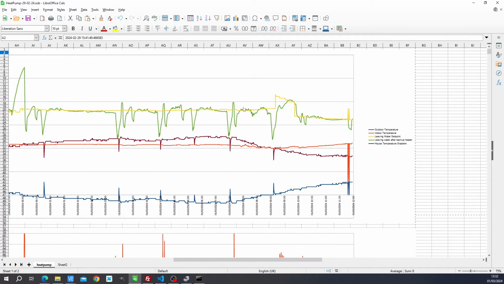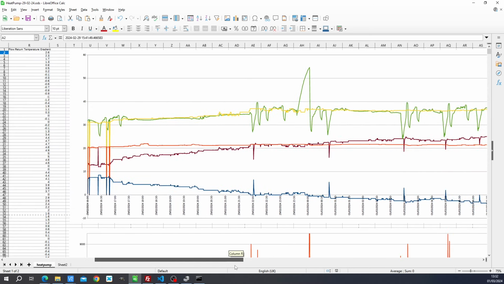This yellow and green line, this is interesting. One is the leaving water target temperature and one is the actual leaving water temperature. And you can see the leaving water temperature was slowly climbing up, and it was climbing up in step with the outdoor temperature dropping down. And we were having some difficulty at the beginning.